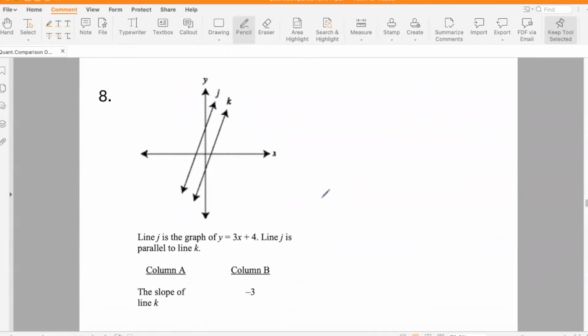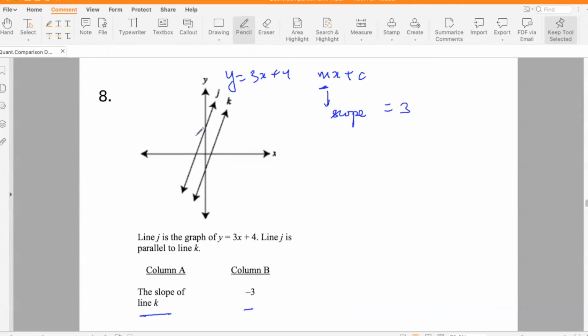Line J is the graph of y equals 3x plus 4, and line J is parallel to line K. Okay. And then we have to look at the slope of the lines. So if this line is y equals 3x plus 4, then that can be written as mx plus c, where m is the slope. So the slope of line J is 3.